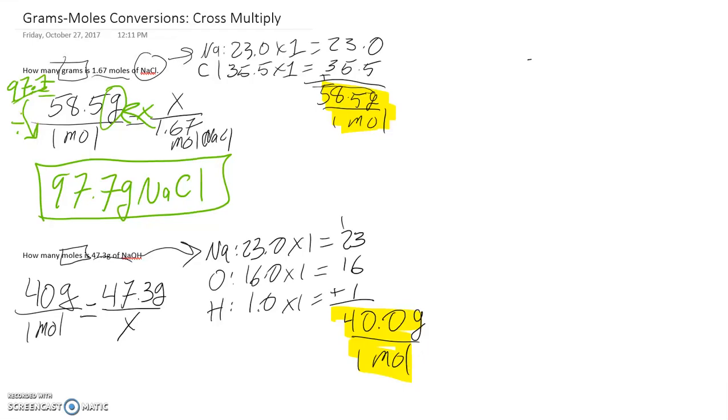So once again, there's many ways to do this, but I multiply across first, so I have 47.3 grams times 1 mole. So I'm left with 47.3 grams times moles, really. And then I take that divided by 40 grams. I have grams divided by grams, so those go away. And I'm going to have moles in the end. And when I take 47.3 divided by 40, I get 1.18 moles of NaOH.